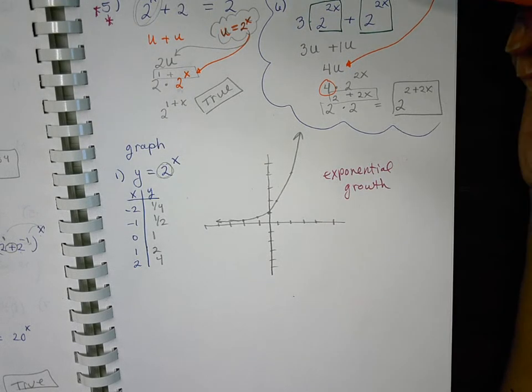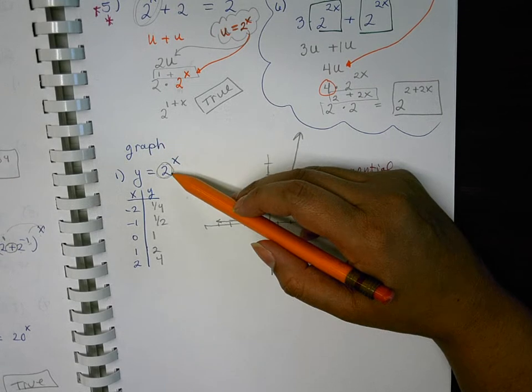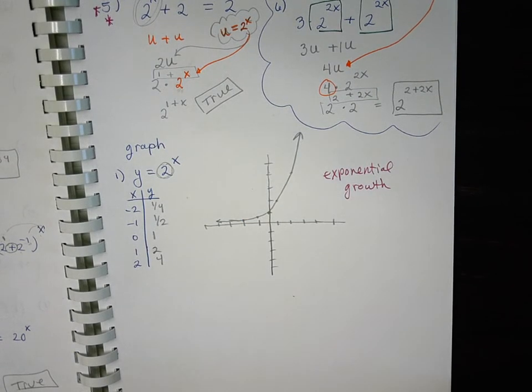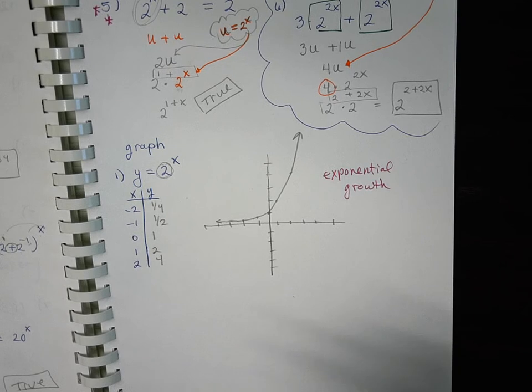What kind of bases do we have in order for it to be a decay? Smaller than 1. But can they ever be negative? Should the bases be negative? No. So 1/2, 1/3, 1/4, 1/5. Those will be decays.